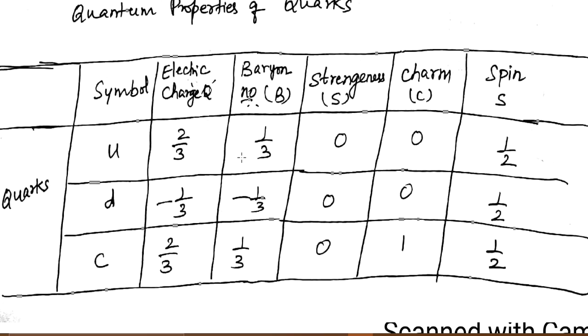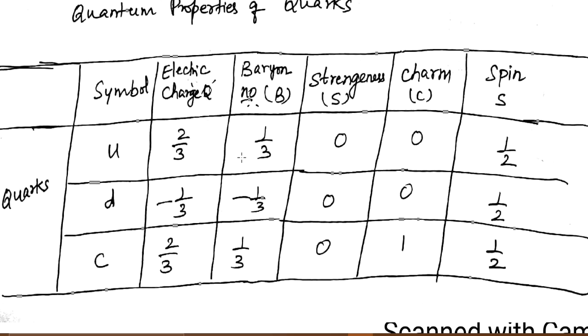Charge will be 2 by 3 E, minus 1 by 3 E, 2 by 3 E. Here electric charge Q is a quantum number. We are writing baryon number 1 by 3 for U, minus 1 by 3 for D, and plus 1 by 3 for C. Strangeness is 0 for all the 3 particles. Charm will be 0 for up quark, 0 for down quark, and plus 1 for C. Similarly, for C complement, it will be minus 1.